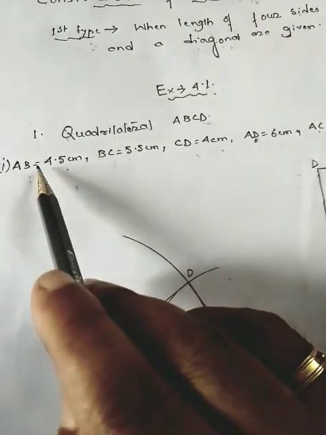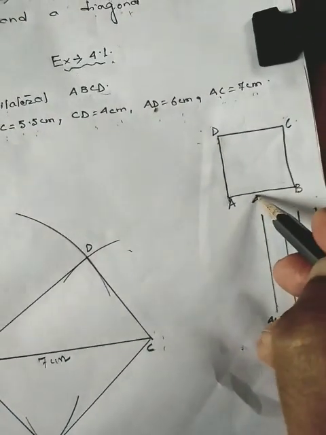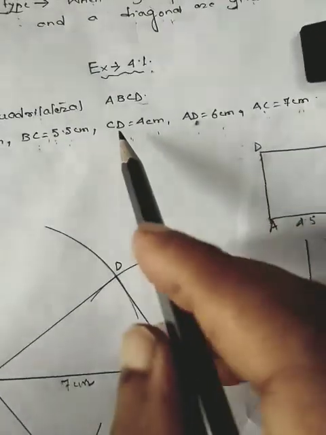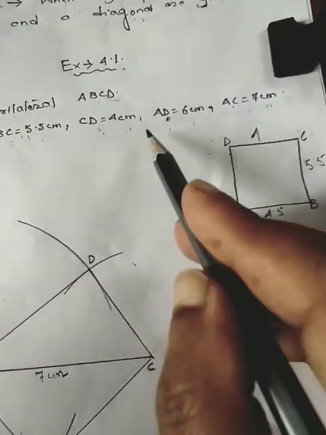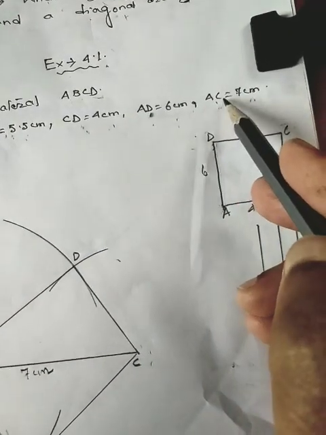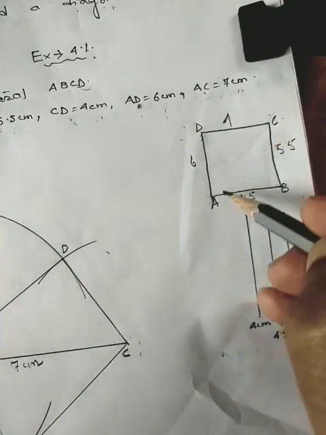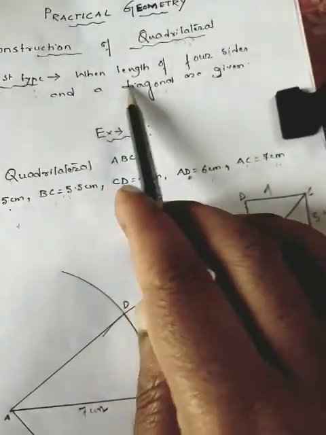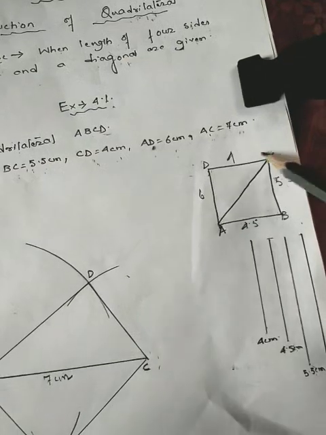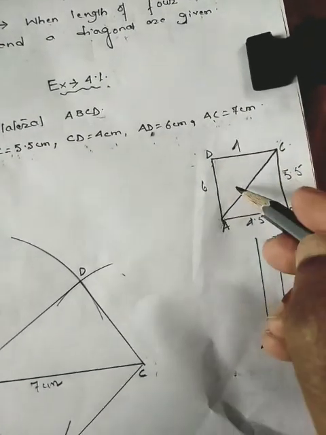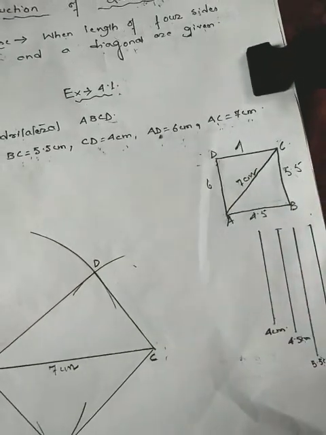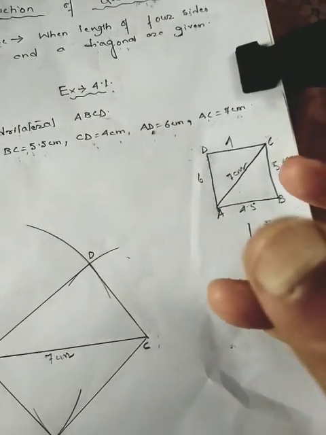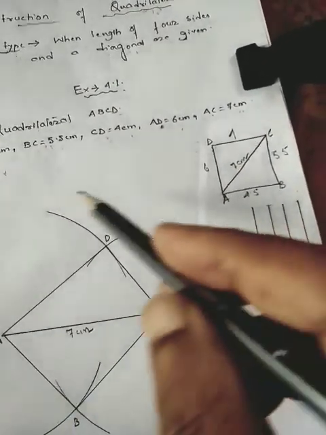Okay, this is also a very important lesson. Now, what is the length of AB? 4.5. So you write 4.5 here. What is the length of BC? 5.5. So you write 5.5 here. What is CD? CD is 4 centimeters. AD is 6. And the final one is AC. See, this line is not drawn, so you have to draw this line. This is the diagonal. See, it is fulfilling the first type, when the lengths of four sides and a diagonal are given. So the lengths of all four sides are given, and even the measurement of the diagonal, that is 7 centimeters. Now this drawing is very, very important, because with this drawing only you will get a clear picture of what exactly you have to draw for the main construction.